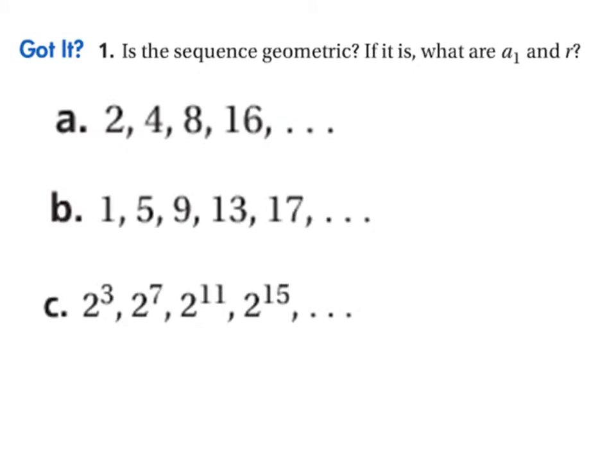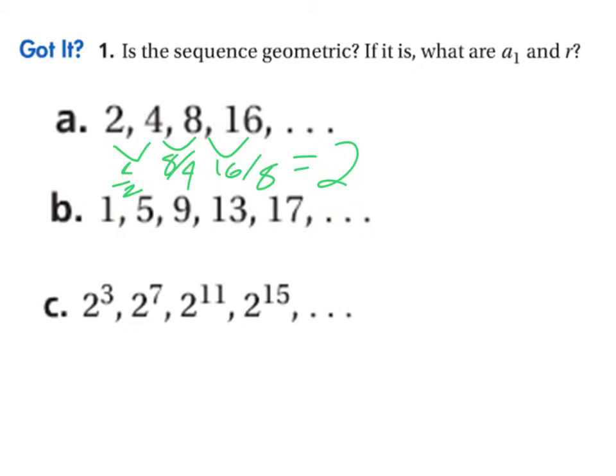So in this first one, 4 divided by 2, and 8 divided by 4, and 16 divided by 8. Those all equal 2. So yes, it does have a common ratio, so it is geometric.